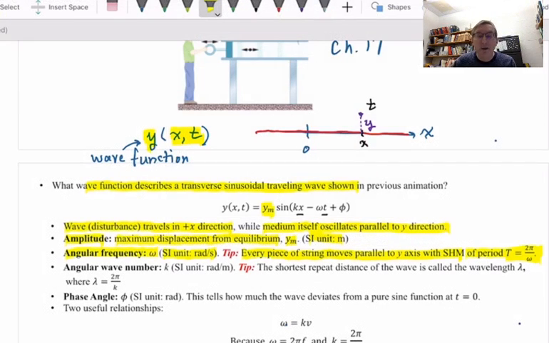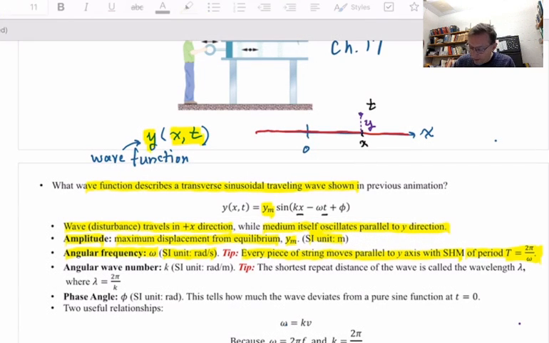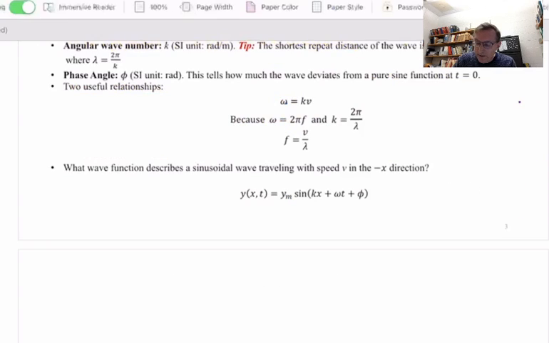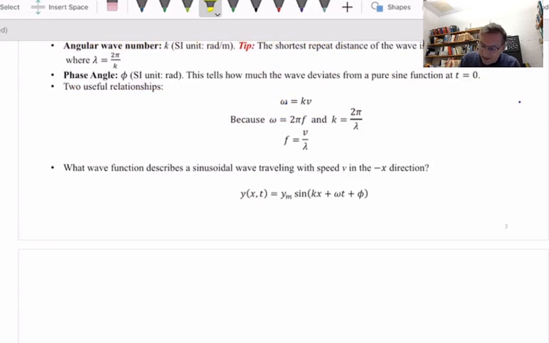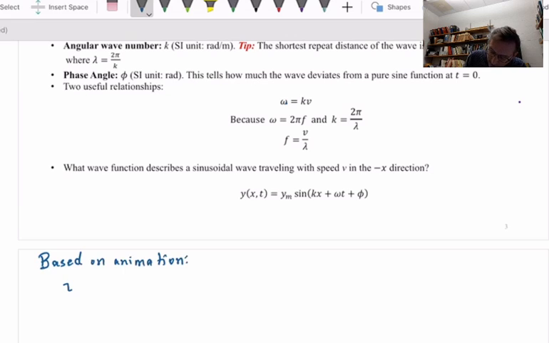So let me go back to my notes, and let me scroll down here where I've got a little bit of room, and let me write this. Based on the animation, the amplitude of the wave, y max, is 2 millimeters. That's just by observation. If you want to convert that to meters, you may. It's 0.002 meters. That's the amplitude. Okay?